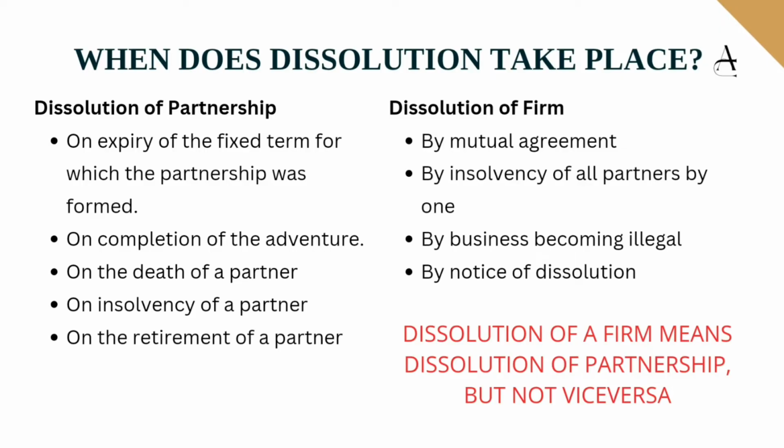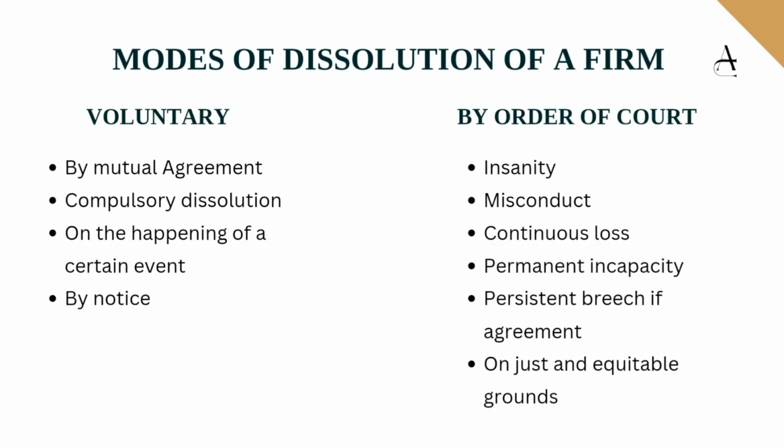Dissolution of firm occurs by mutual agreement between all partners, or by insolvency of all partners but one. Okay, so this is a small typo, not "by one", it is "but one". Or by the business becoming illegal, or by notice of dissolution. Now, you can classify the modes of dissolution as two. Voluntary, that is without the involvement of any court or legal formalities. Or dissolution could occur because of an order from the court. So voluntary is through mutual agreement, by compulsory dissolution on the happening of some event, or by notice.